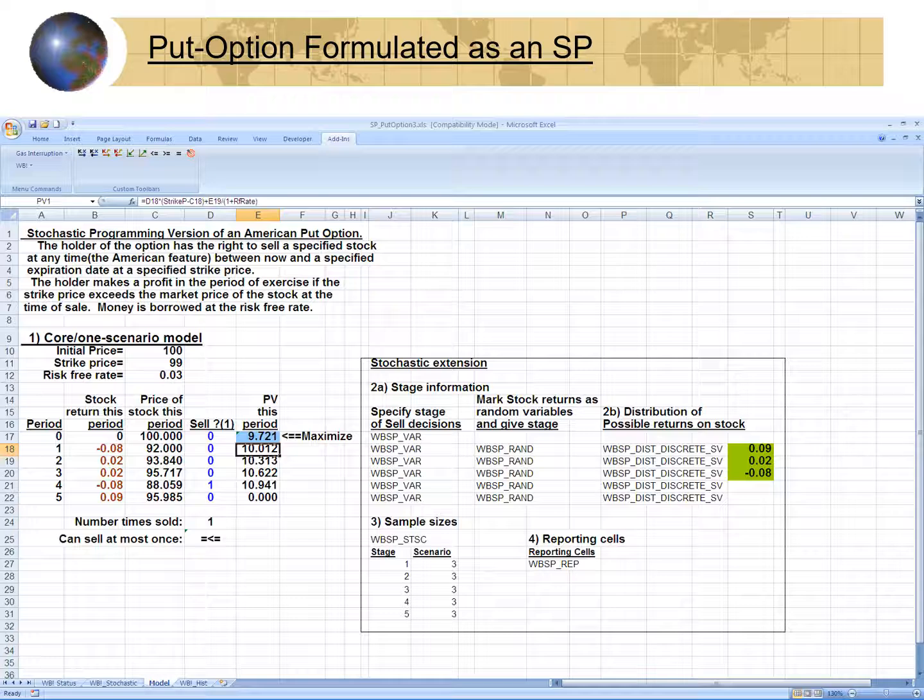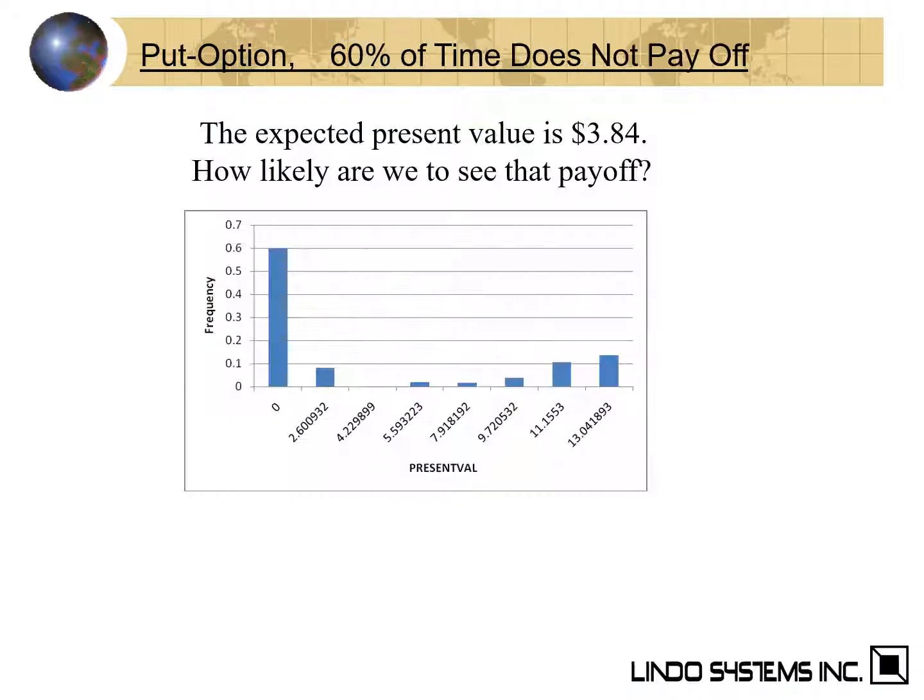Here's another example of modeling a put option in What'sBest. So if you have a put option, this is the right to sell a specified stock at any time you wish until the expiration of the option. And you see the price each period, and you have to decide, is this a good time to sell or not? So you can figure out the optimal policy with this little model here.